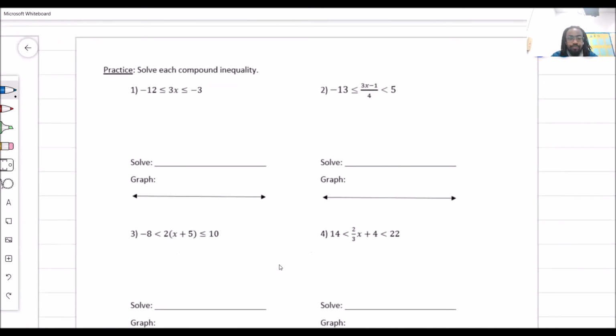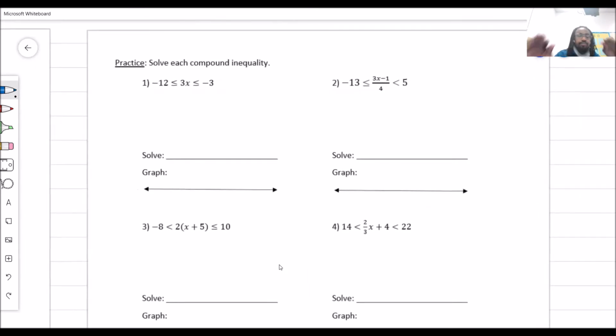Okay, so let's practice with some more. Up here we have negative 12 is less than or equal to 3x, which is less than or equal to negative 3. Getting x by itself, I'm going to divide every side by 3. And so I get negative 4 is less than or equal to x, which is less than or equal to negative 1. As I graph this, negative 4, negative 1, 0 will be somewhere over here.